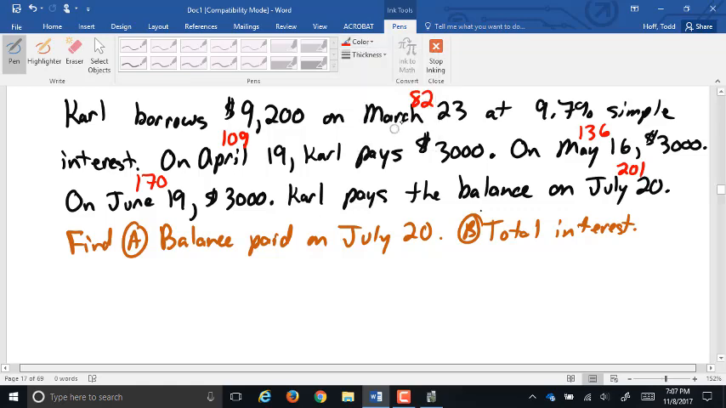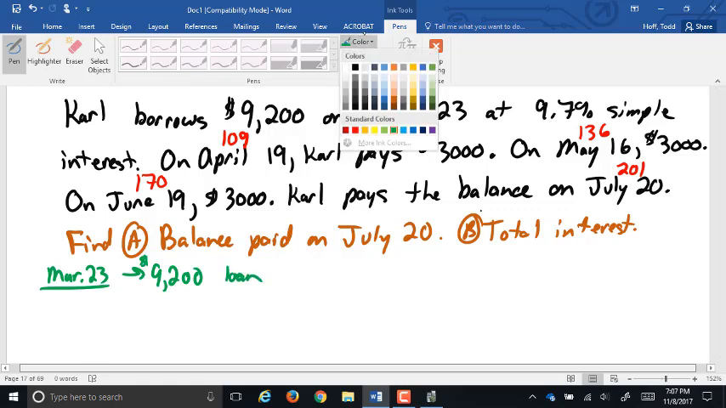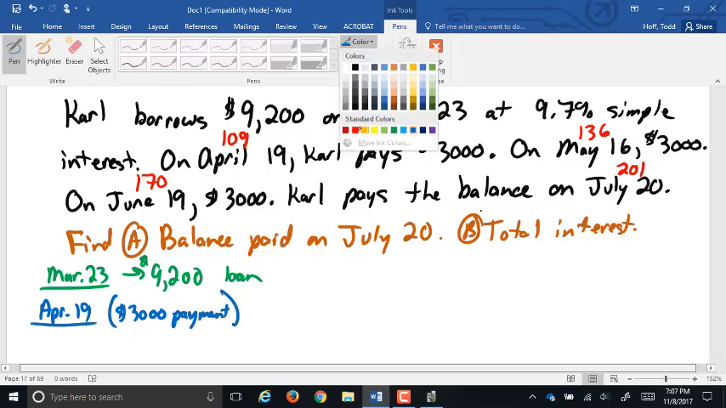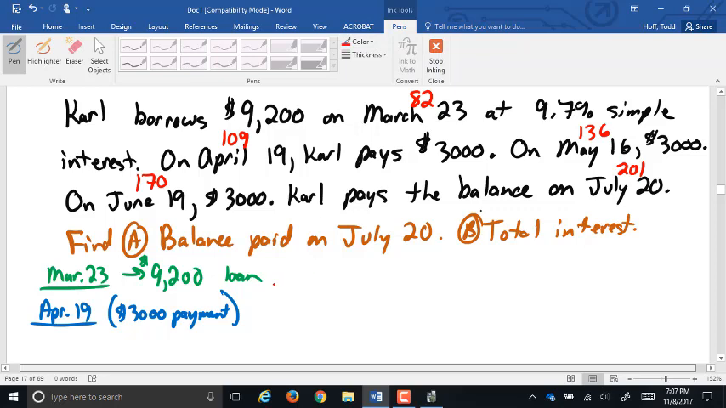Okay, so obviously our first action here is on March 23rd, and that is the $9,200 loan. What's our next action? April 19th, and that is $3,000 payment. First thing we need to find is our days. April 19th is 109, minus March 23rd is 82. That is 27 days.